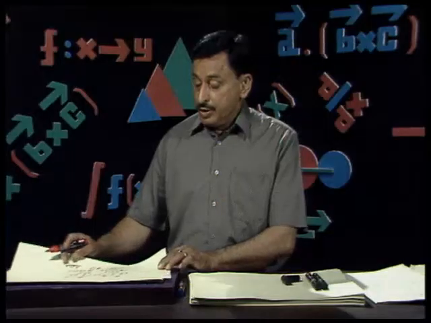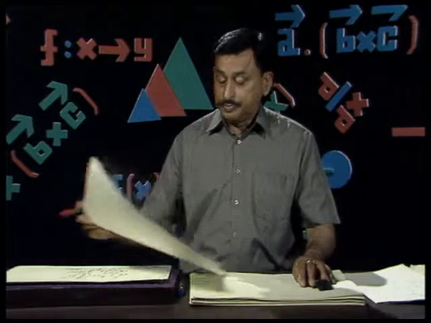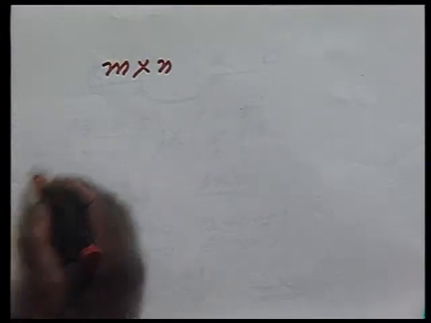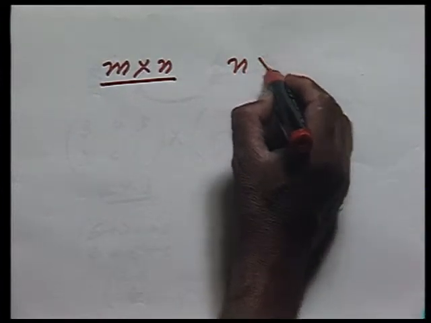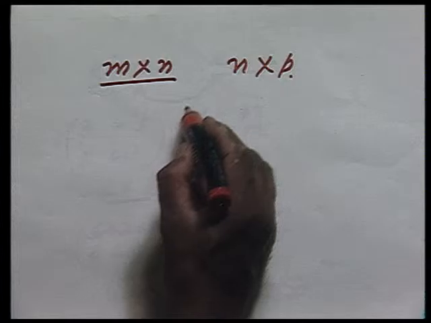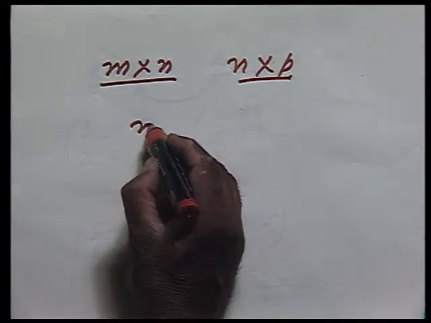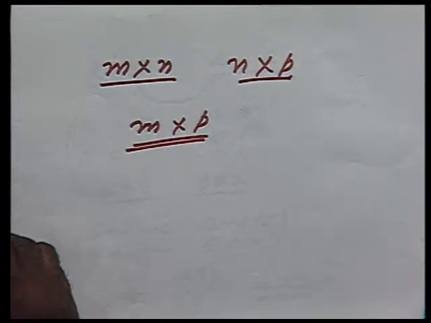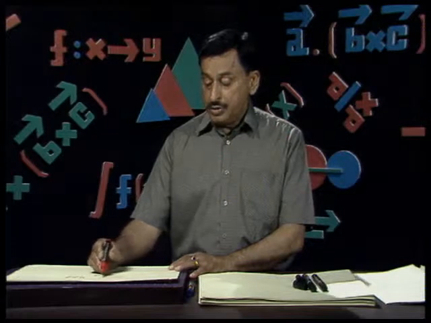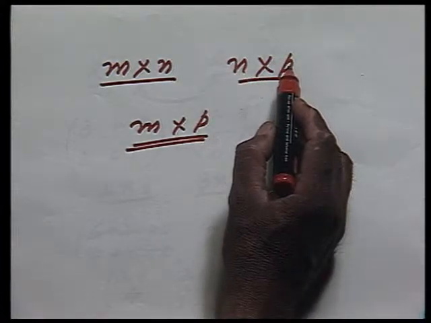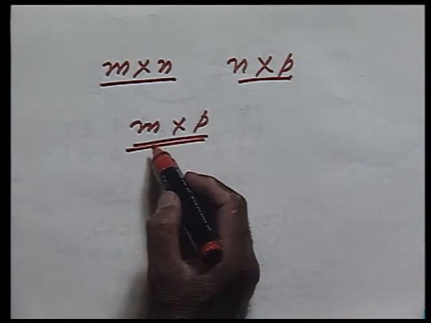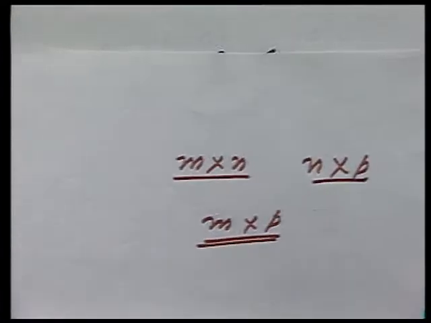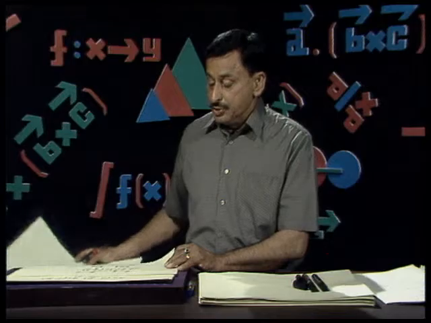In general, we can put this down as: if I have a matrix m by n and I multiply it with a matrix n by p, then the resultant matrix will have m rows and p columns. This is the general rule: m rows, n columns, n rows, p columns, then the resultant matrix will have m rows and p columns. That reminds me of another very interesting situation.